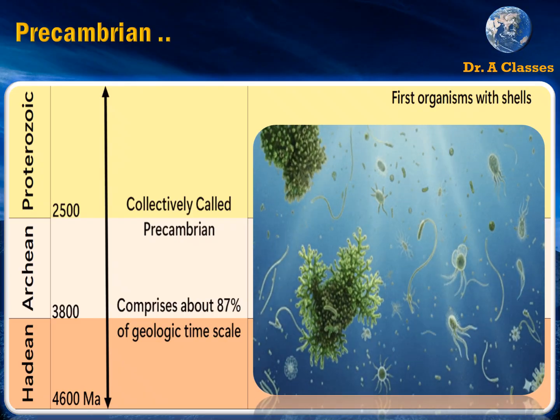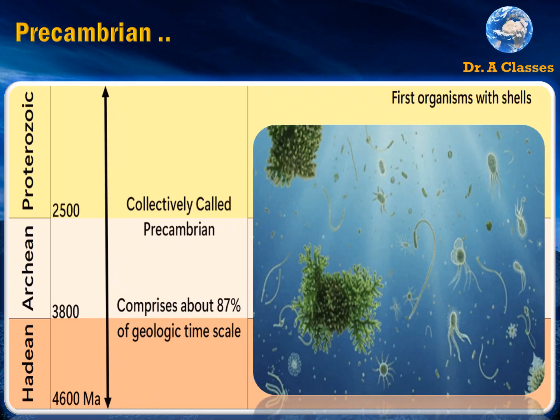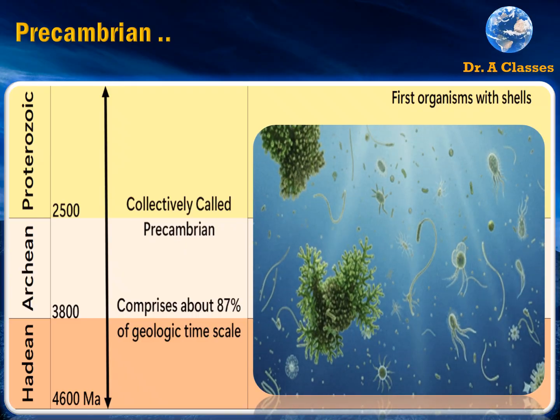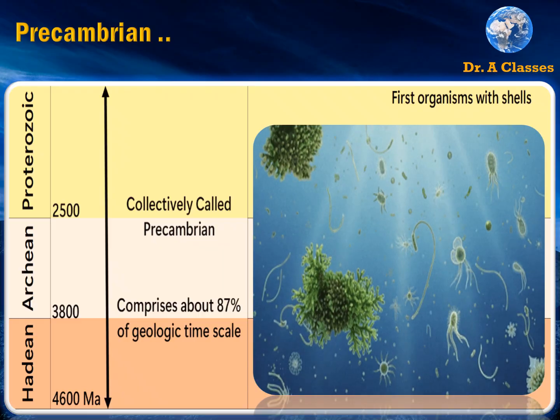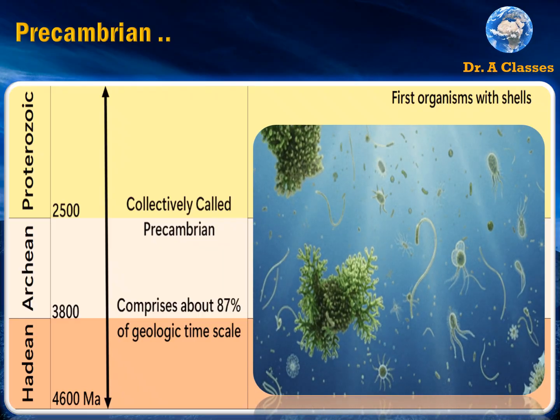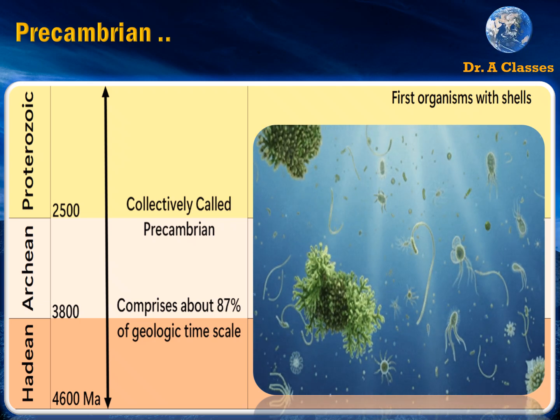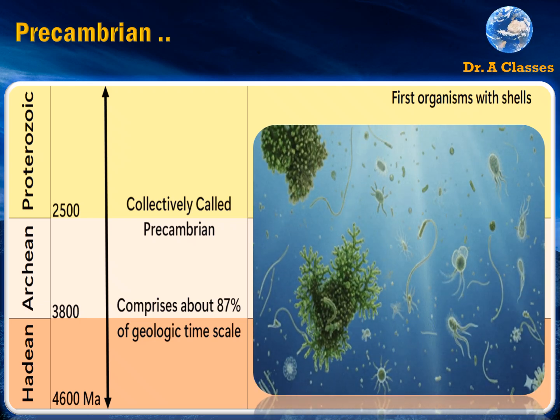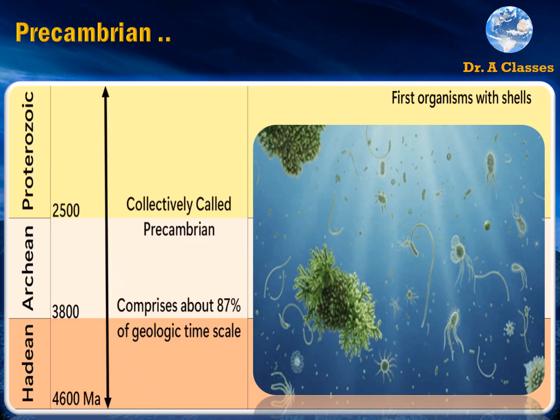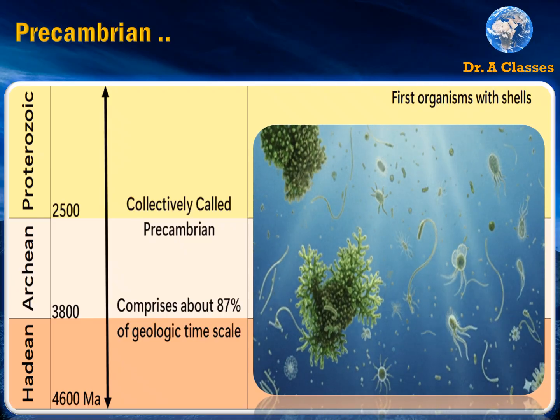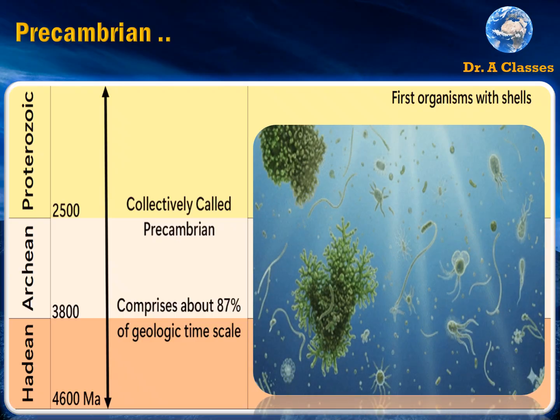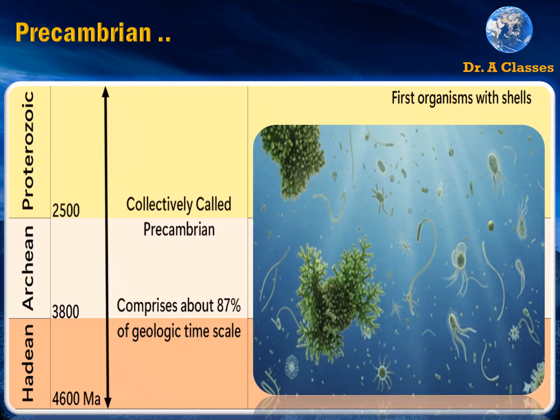By 3800 million years ago, in the Archean Aeon, Earth's crust stabilized and the early oceans supported the appearance of the first one-celled organism. In the Proterozoic Aeon, beginning around 2500 million years ago, life became more complex. Bacteria, algae, simple multicellular organisms, and early jellyfish appeared. The first shelled organism appeared towards the end of the Proterozoic and continued into the start of the Cambrian, marking major evolutionary progress.